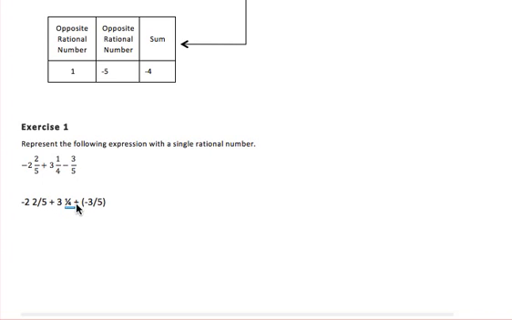At this point, since the problem is all addition, we can use the commutative property of addition to move the numbers around. A good way to do that would be to put the fifths together, since we can combine fifths without having to change to common denominators. So we'll start by recopying our -2 2/5, and then we will move the -3/5 right next to it, followed by our 3 1/4.